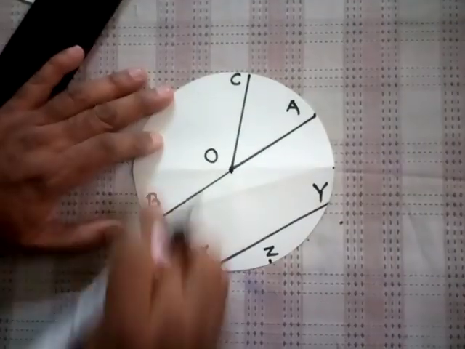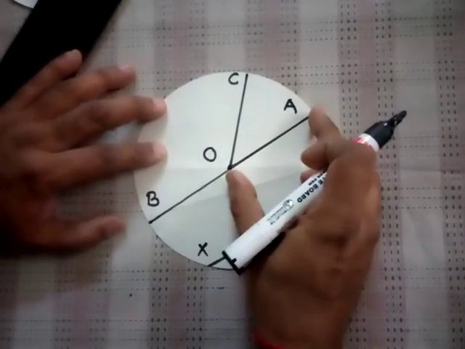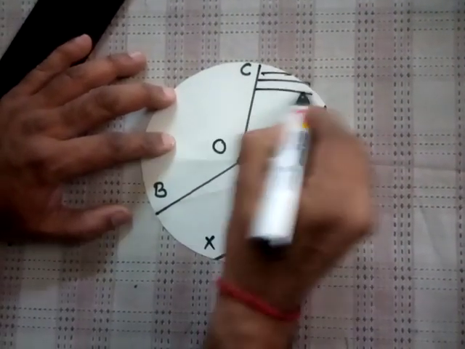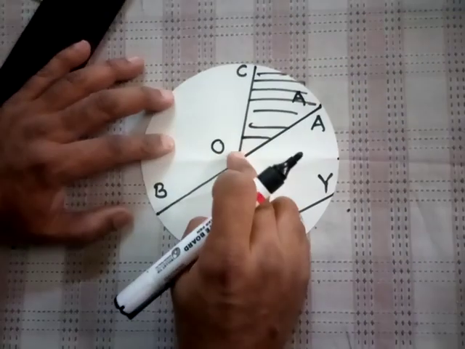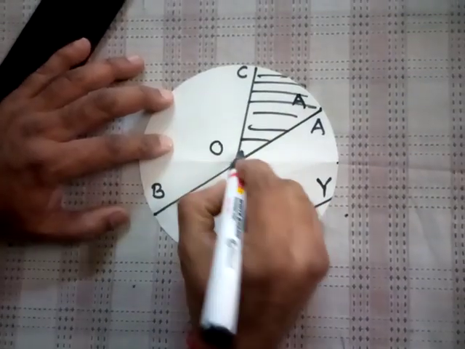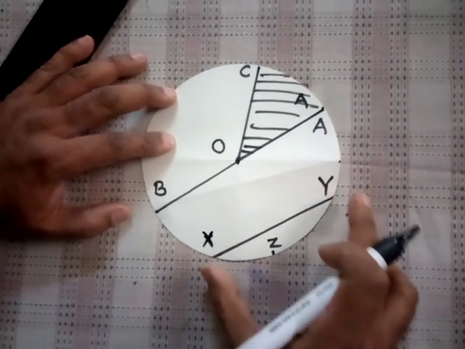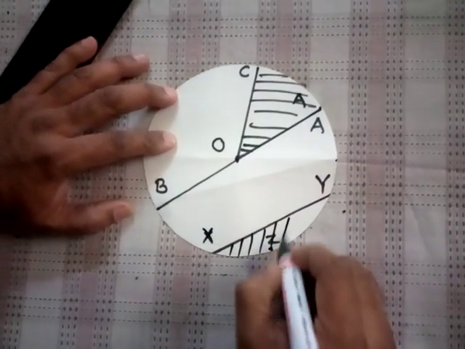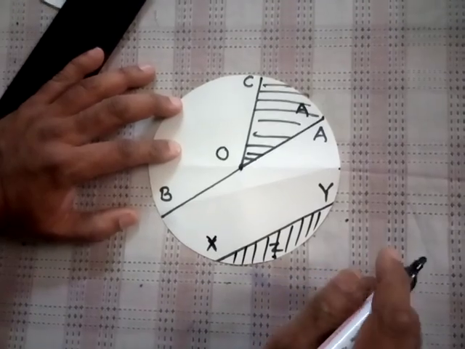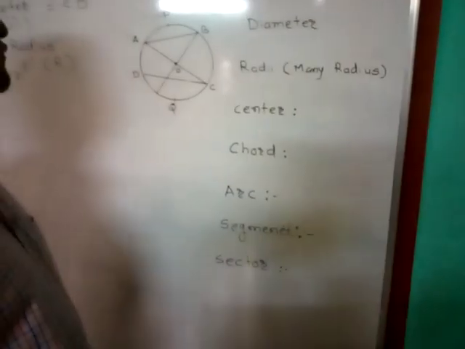Then if I take one more point, say point C, on the circumference of the circle, meaning the boundary of the circle, then the part of the circle which is bounded between radii OC and OA is known as the sector of the circle, and the part which is bounded by the chord and the arc XZY is known as the segment of the circle. Let us solve one problem which is related to the different parts of the circle.